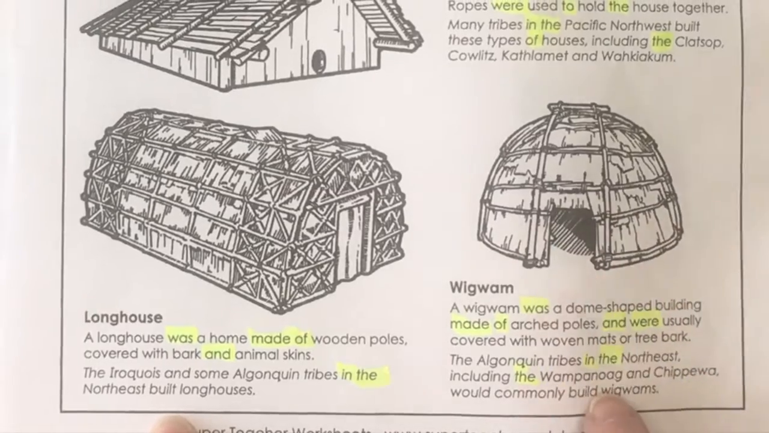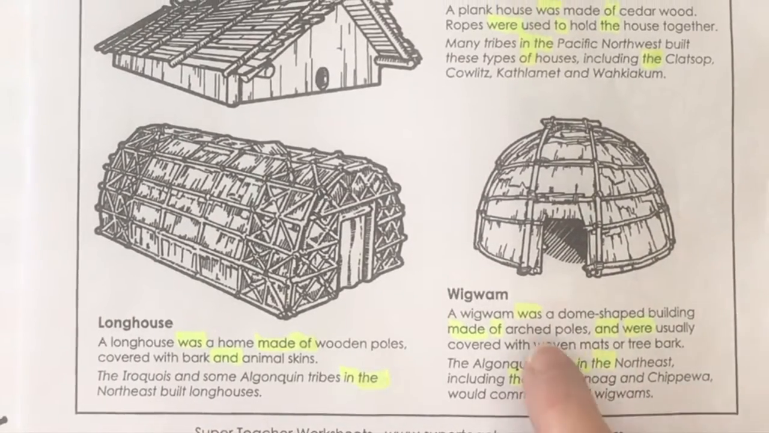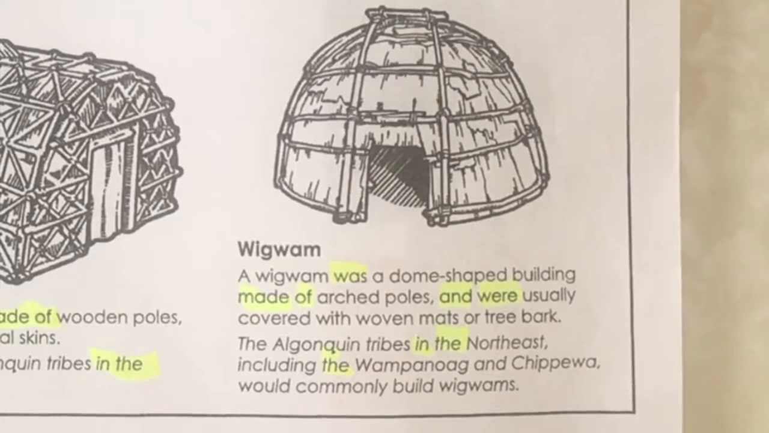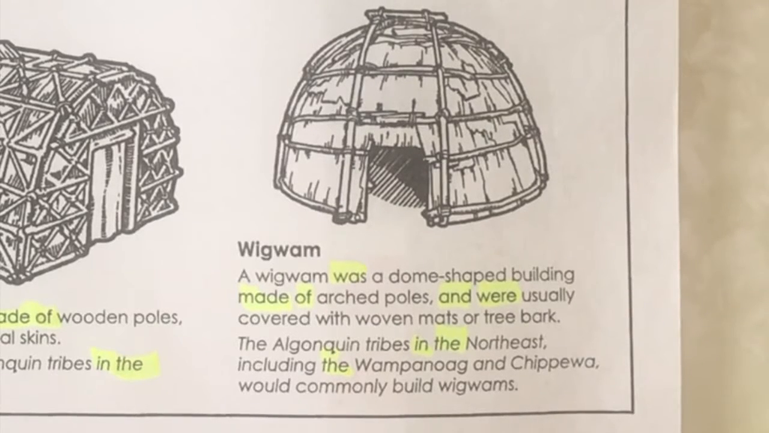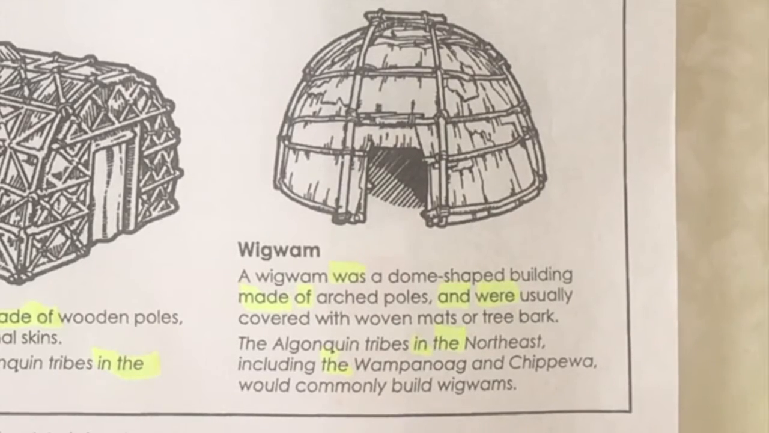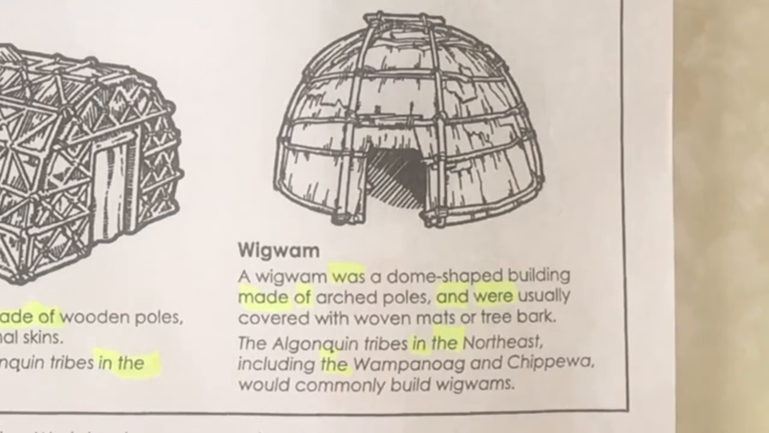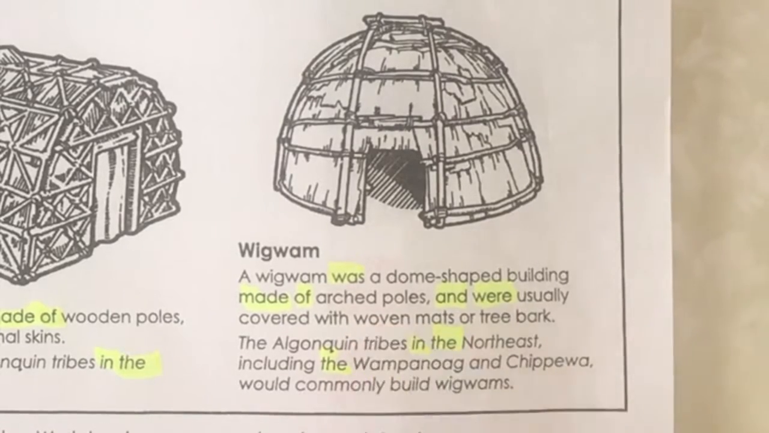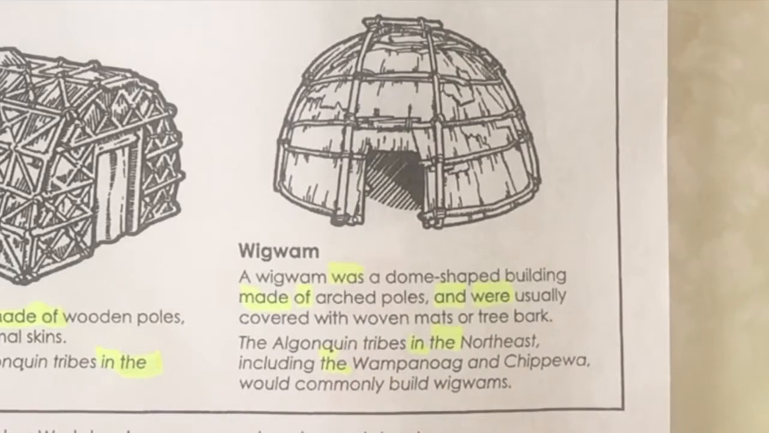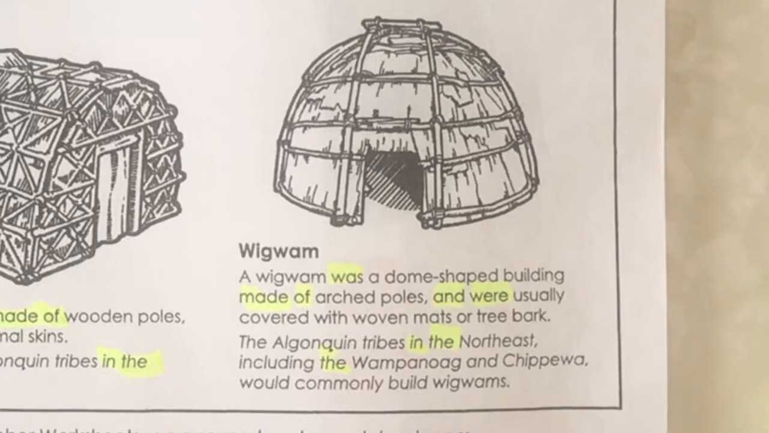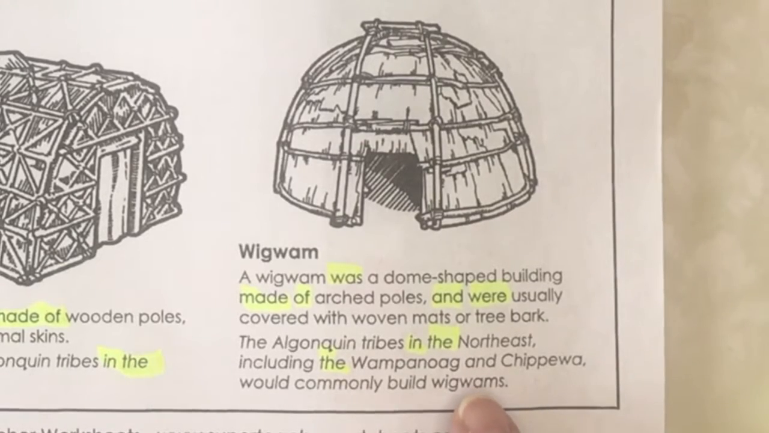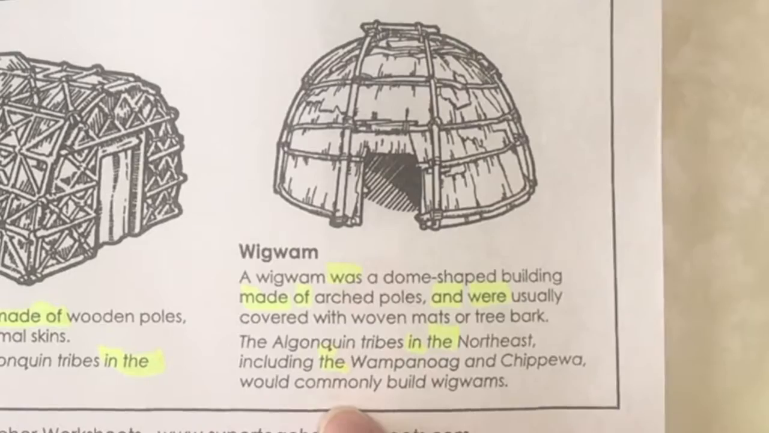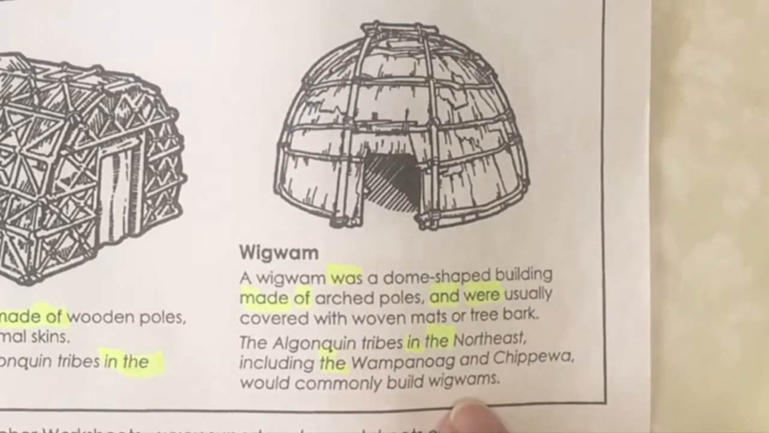And then we're going to go to wigwam. Probably heard that one before. A wigwam was a dome-shaped building made of arched poles and were usually covered with woven mats or tree bark. The Algonquin tribes in the Northeast, including the Wampanoag and the Chippewa, would commonly build wigwams.